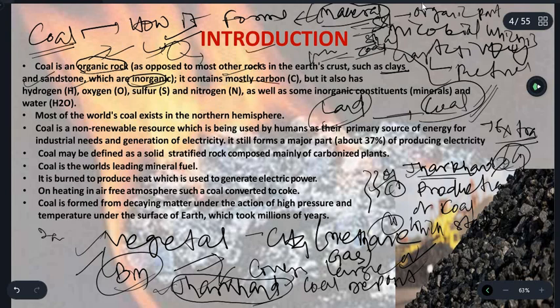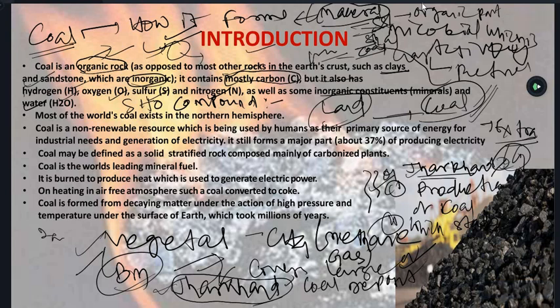It contains mostly carbon, the major part is carbon, so that's why it is organic. But it also has hydrogen compounds, oxygen compounds, sulfur compounds, nitrogen compounds, as well as some inorganic constituent minerals and water. These are called CHONS compounds. This type of analysis is called proximate analysis or ultimate analysis.